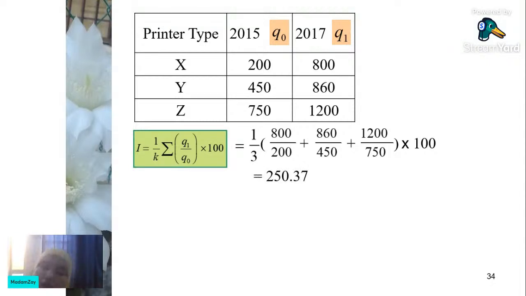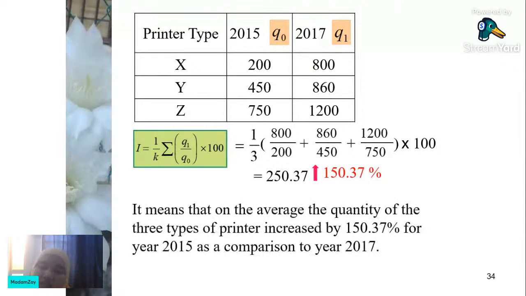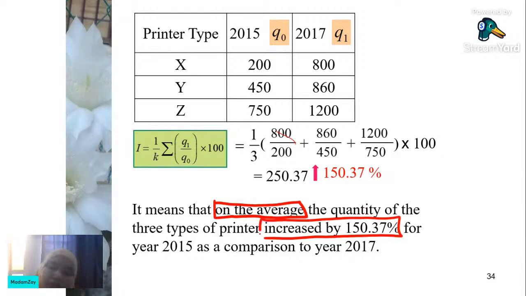So how to explain this? Just minus 100, so we have a 150.37% increase. So we can explain that it means that on the average, this is the keyword, on the average, the quantity of the three types of printer increased by 150.37%. We didn't put 250 because 100% is the base.